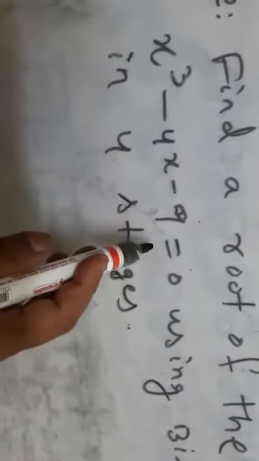Hello students, I will continue to solve the problem given in the previous class, that is, find a root of the equation x cube minus 4x minus 9 equal to 0 using bisection method in 4 stages. Now the solution is, let f(x) is equal to x cube minus 4x minus 9.